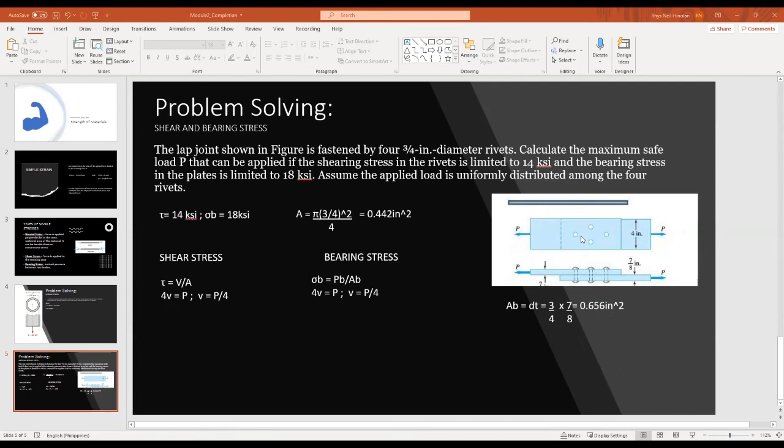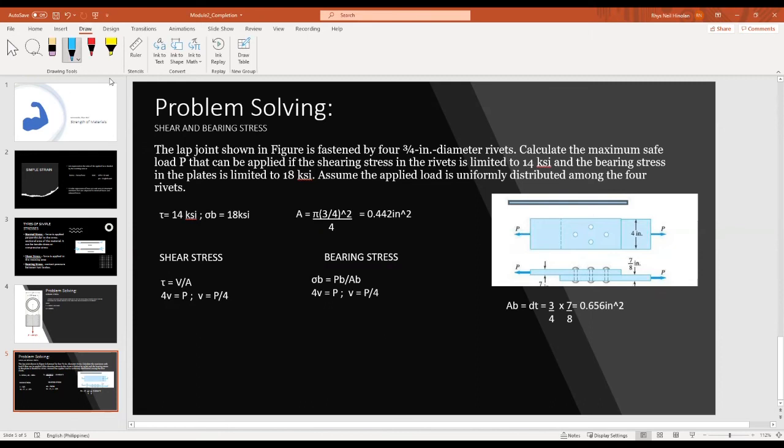So we have a stress for the shear and a stress for the bearing. What we are looking for is the maximum load P. So our allowable shear stress is 14 ksi and our bearing stress is 18 ksi. For the area of the rivets, we use the formula of the area that we already used in the first problem. So the area of the rivets is equal to pi times the diameter, which is already given, 3/4 squared all over 4, where the answer that we will get is 0.442 inch squared.